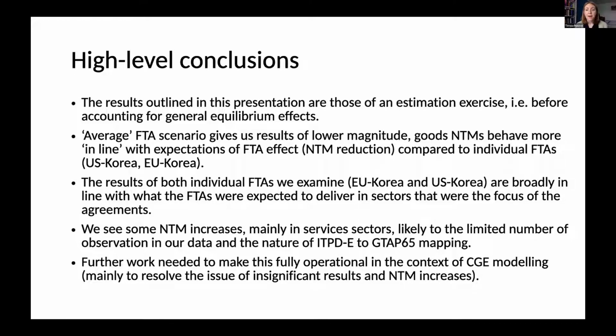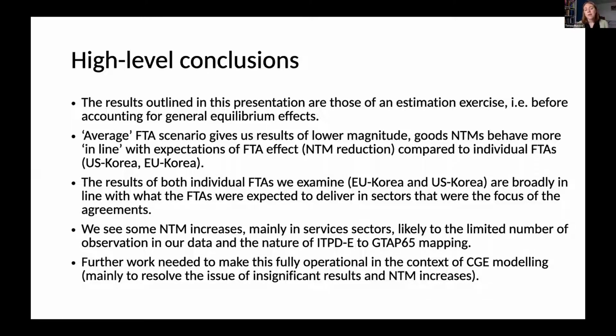So in terms of high-level conclusions of this exercise, I would like to note that all the results that I will be presenting today should be understood as results before we account for general equilibrium effects. In the gravity modeling literature, this means that we are not accounting for third country effects, because we're doing just the first step in gravity modeling.